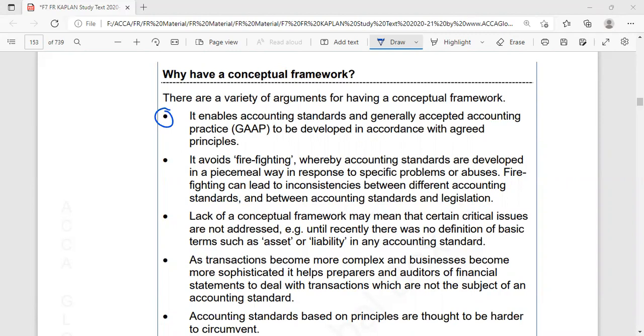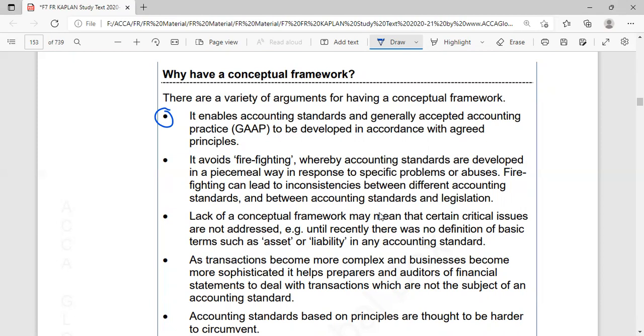In case of the conceptual framework, it clearly states what guidance is provided relating to the selection of transactions and events, how they are accounted for, how they are recognized in the books of accounts, how they are measured, how they are presented in the financial statements, and how they are disclosed to the users of the financial statements of the entity.